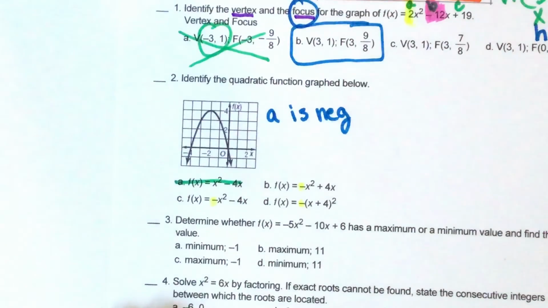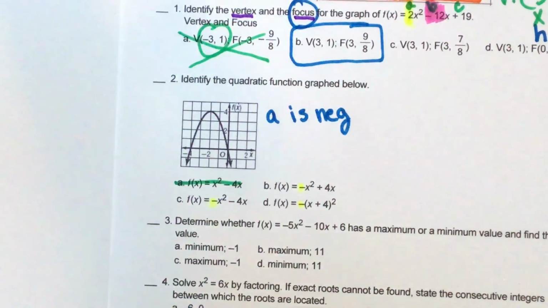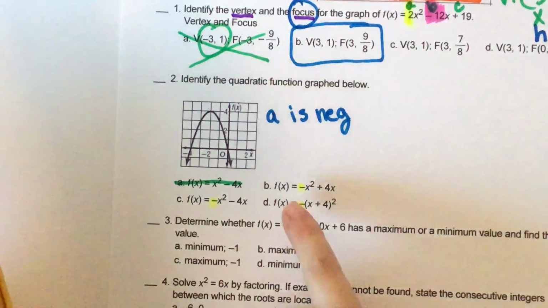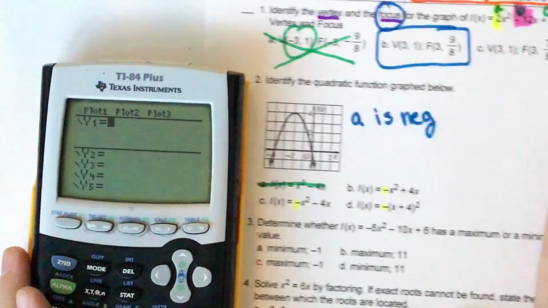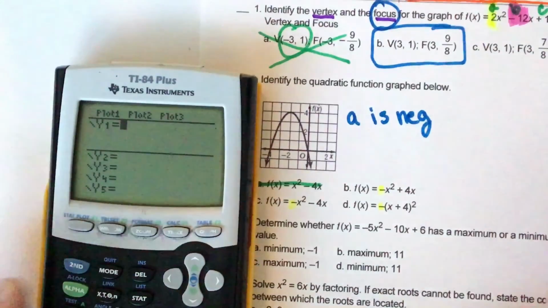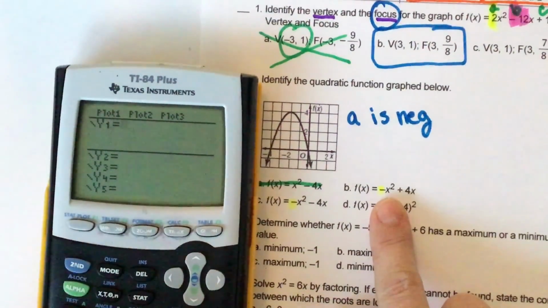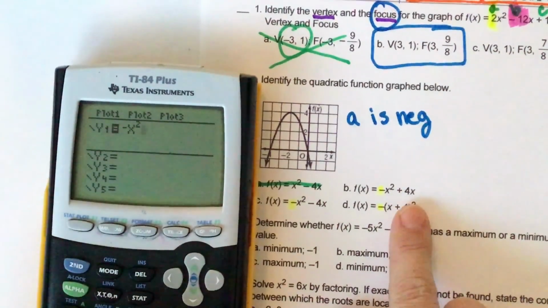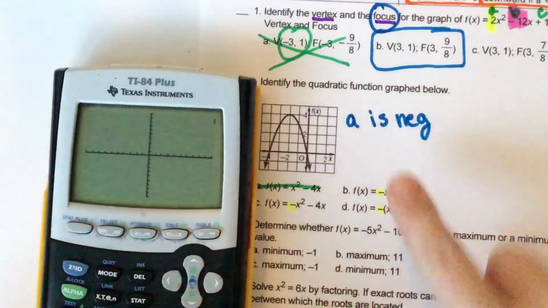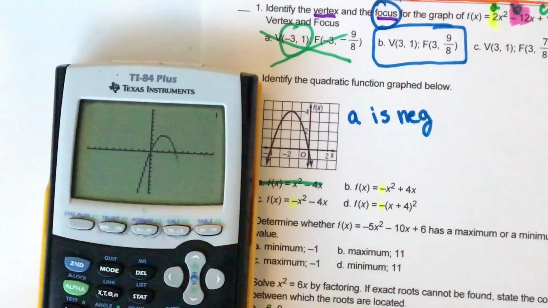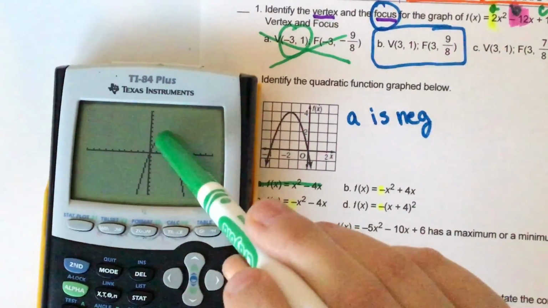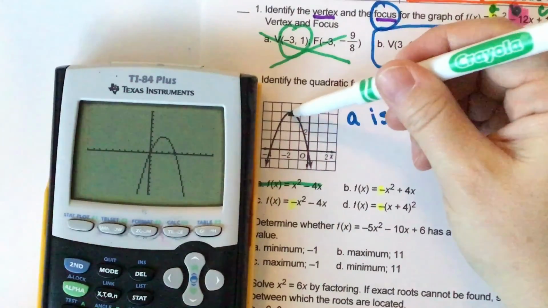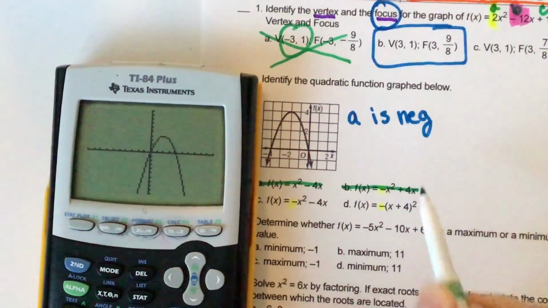There are different ways to do this, but I'm going to just graph the answer choices and see if it matches the picture. So let's try that. I'm going to graph answer choice B: negative x squared plus 4x. I hit graph and see if it looks like this picture, and it clearly does not. This is on the right side of the y-axis, and this is on the left side, so it can't be B.